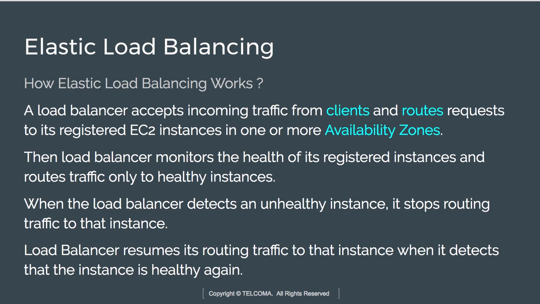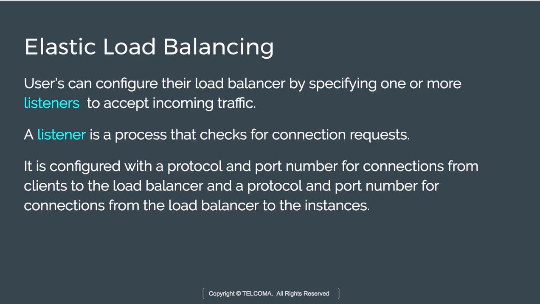Let's discuss how it works. Basically, a load balancer accepts incoming traffic from the clients, and then it routes traffic to the registered EC2 instances across multiple availability zones. After distributing, the load balancer checks the health of the registered instances and routes traffic to only the healthy instances. When it detects an unhealthy one, it stops routing traffic to that instance. When it detects that the instance is healthy again, the load balancer resumes routing traffic to it.